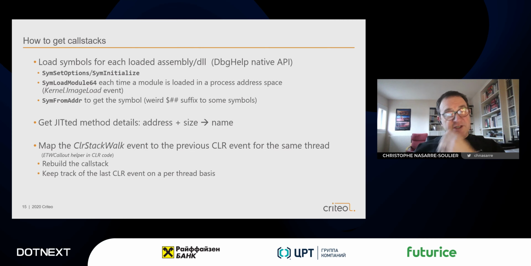And the last part of the magic is how do I get the call stack? When I'm adding the stack keyword to the CLR provider, what I'm telling it is that instead of sending the usual events, I want it to send pairs. So each time an event is sent, like the allocation tick, the same thread immediately after sending the event will send the stack walk event. And that stack walk event will contain the call stack that reached that code.